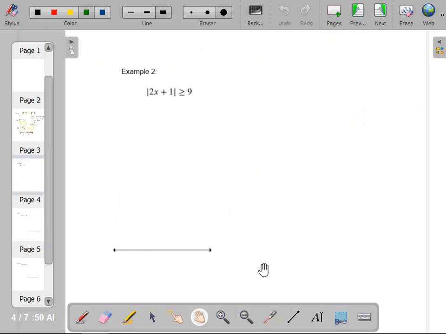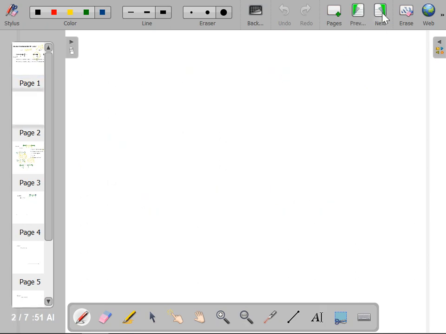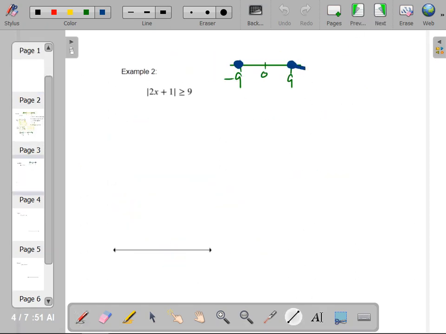Try another one. So I'm going to write a helper number line. That's so frustrating. Okay. So we'll put the numbers that have an absolute value in this problem of 9, which would be negative 9 and positive 9. This is a greater than or equal to. So when it's equal to, we use closed circles. And again, since it's a greater than, that's an or inequality. So I know it's going to look something like this. It's going to shade away.